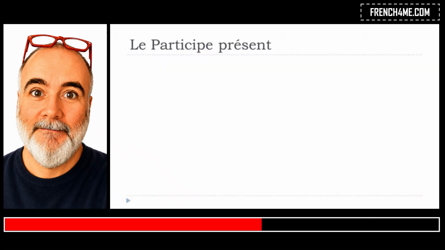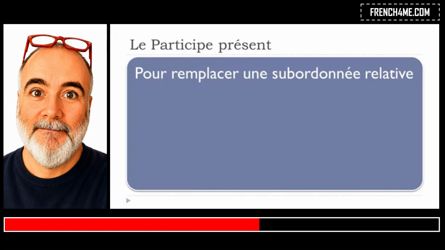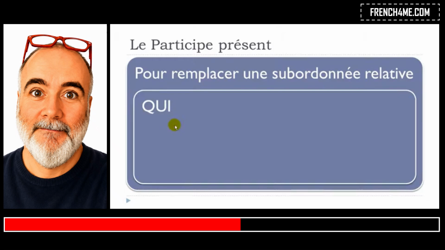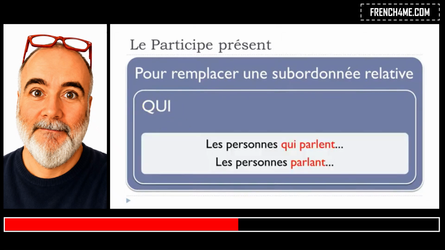Okay, and then the last use of this participe présent is if you want pour remplacer une subordonnée relative. Okay, so we saw previously les pronoms relatifs. So if you don't know what une subordonnée relative is, I definitely advise you to try to find les pronoms relatifs, and it will be more clear. And so we can take this example with qui. Les personnes qui parlent. All right, so in that case, les personnes qui parlent, so the persons who are talking, speaking, okay?